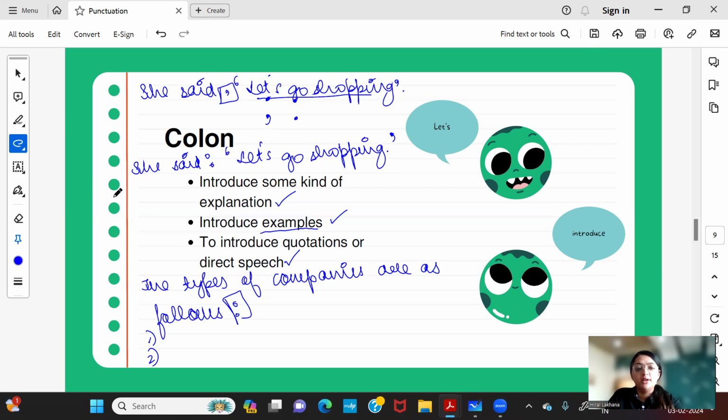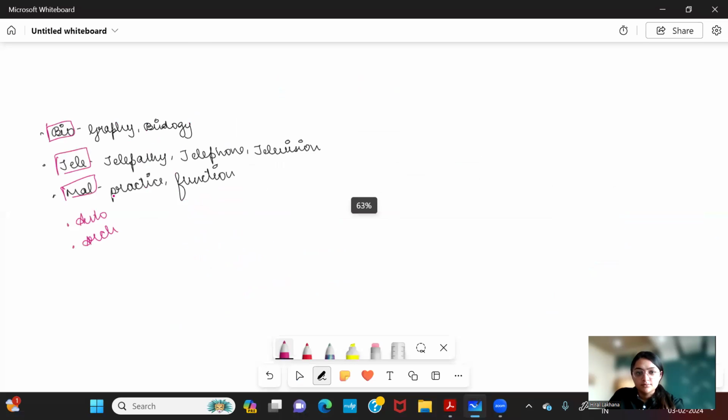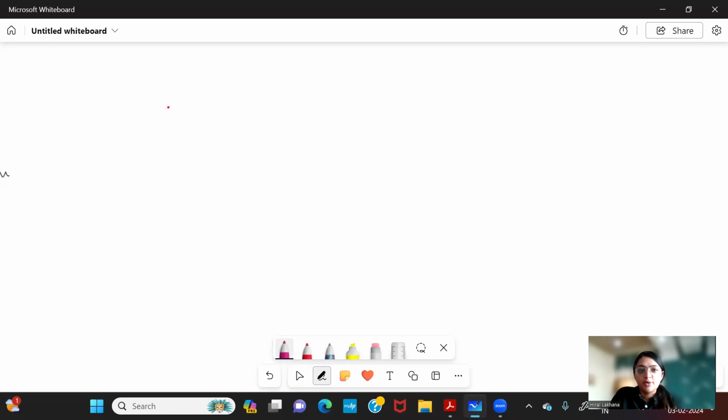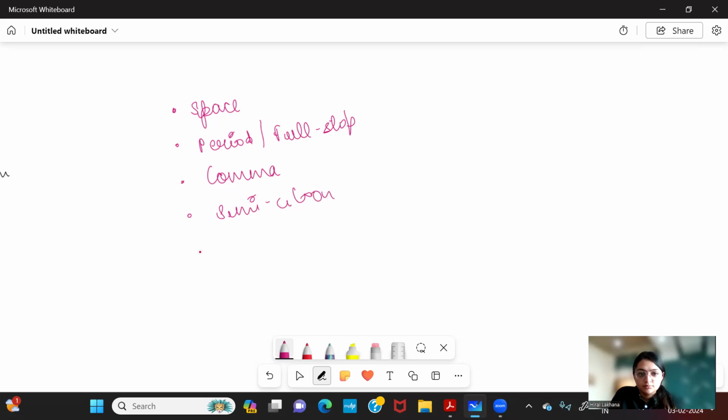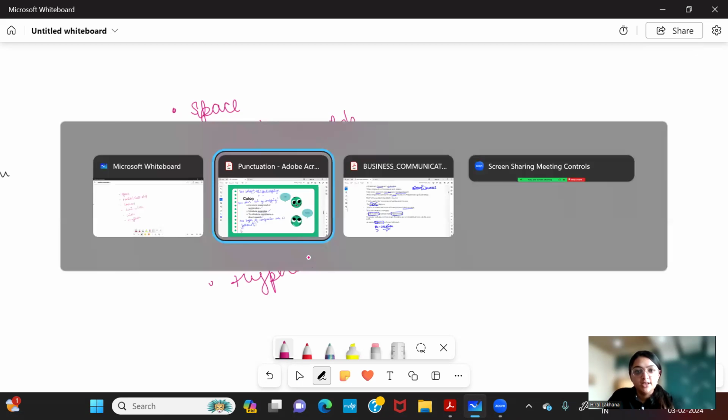So far we have read. Yes, so to quickly summarize the punctuation marks that we have dealt with so far. So we saw space, then we had the period or the full stop, then we had comma, semicolon, and hyphen. So now we will begin with the next set of punctuation marks in the English language.